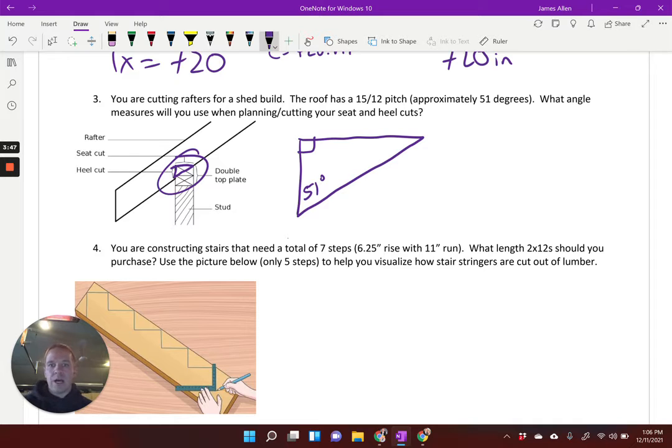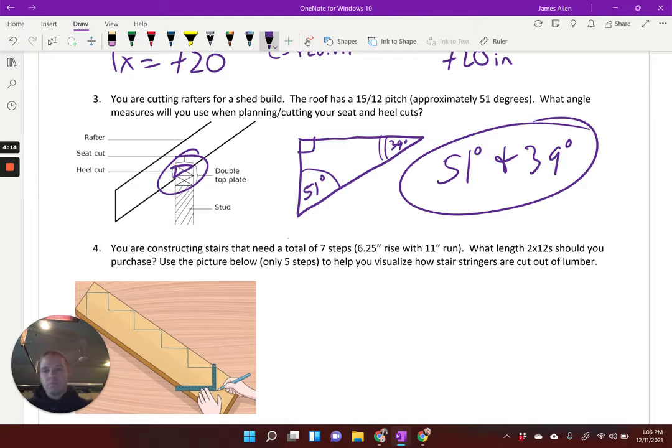Well, I know there's 180 degrees in a triangle, right? Or I can say that these 2 angles here and here are going to end up being complementary because there's already 90 degrees accounted for. In any event, we have 39 degrees for this one. 51 plus 39 is 90. 90 plus 90 is 180. So what angle measures will we use? 51 degrees and 39 degrees.